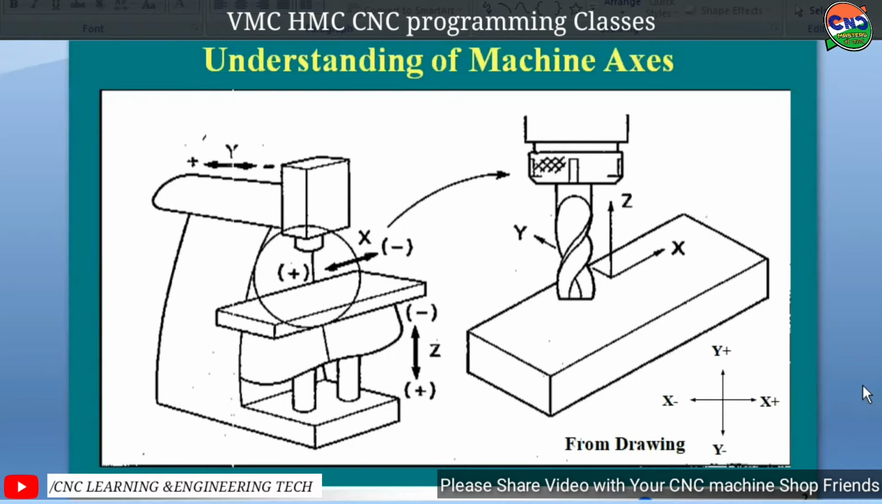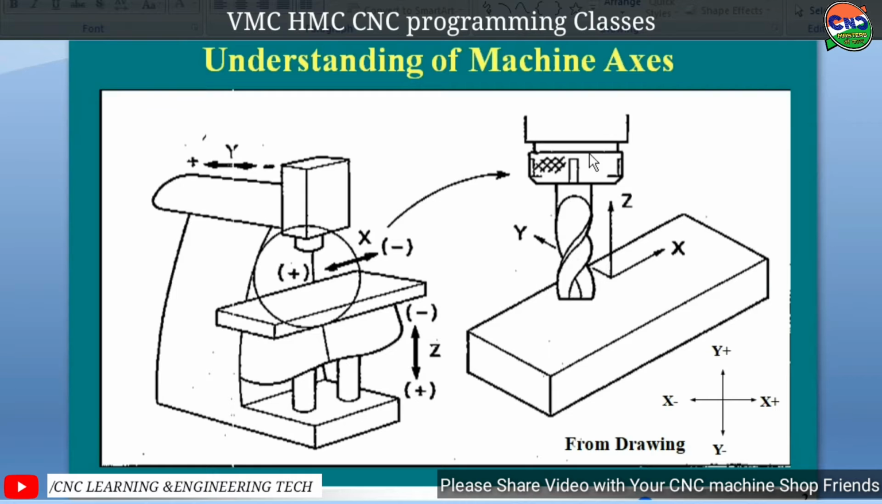Hey friends, welcome to the 99 number video. I am Shrikant and you are watching CNC Learning and Engineering Tech. So today we are going to discuss the understanding of machine axis. As you can see on the screen, this is the vertical spindle, so it will be a VMC machine, and if it is a horizontal spindle, then it will be a horizontal machining center.